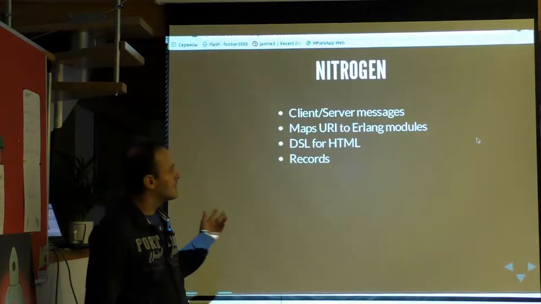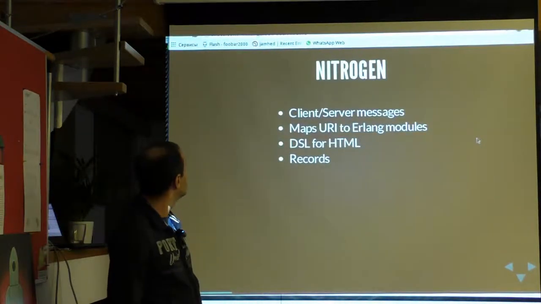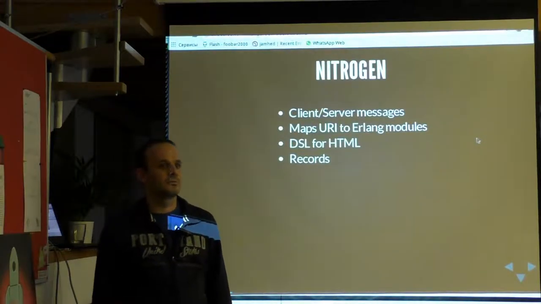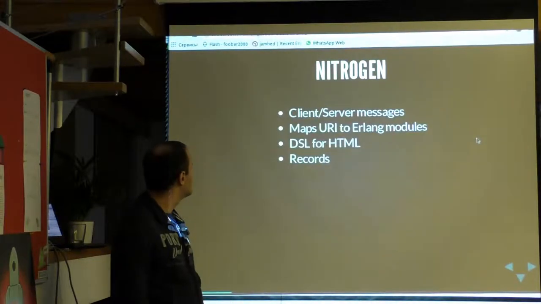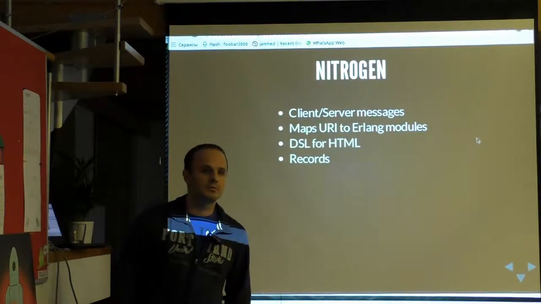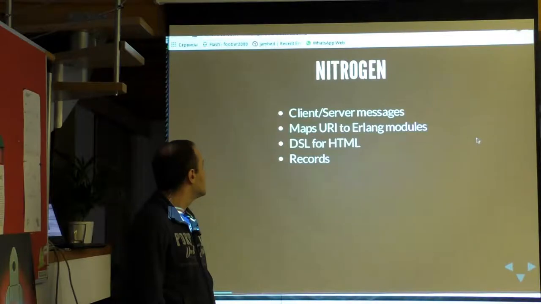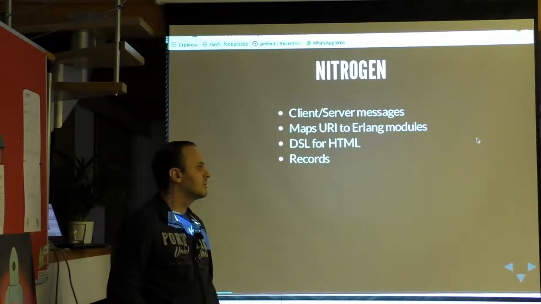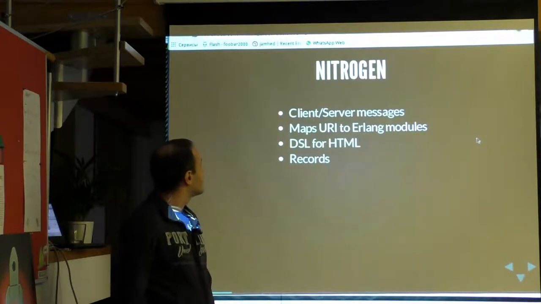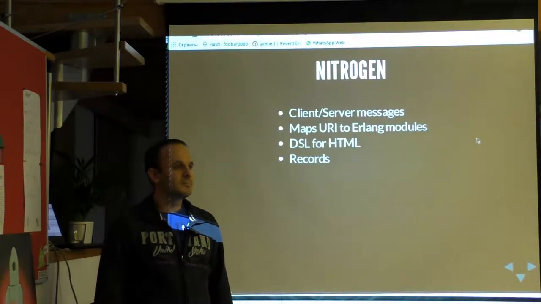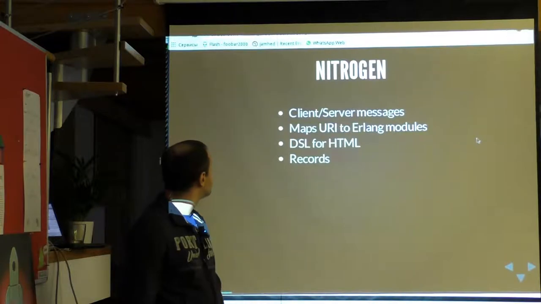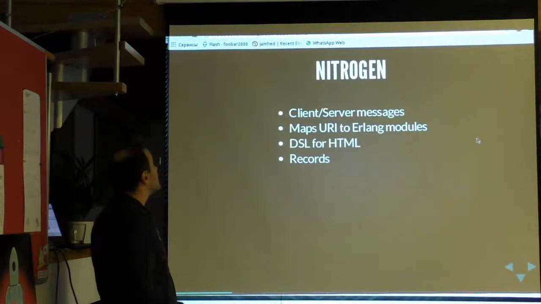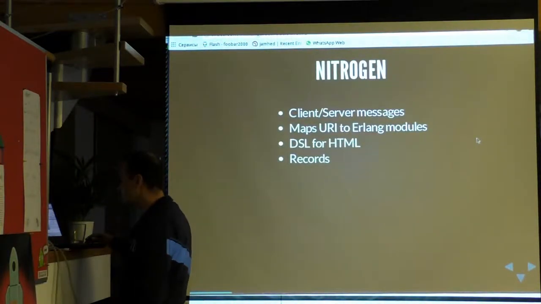It does other things as well, such as mapping URLs to Erlang modules. It has a DSL to produce HTML, but you might use something else, so you may extend it or not use it at all. And everything in Nitrogen is based on Erlang records. I'll talk about it more later.